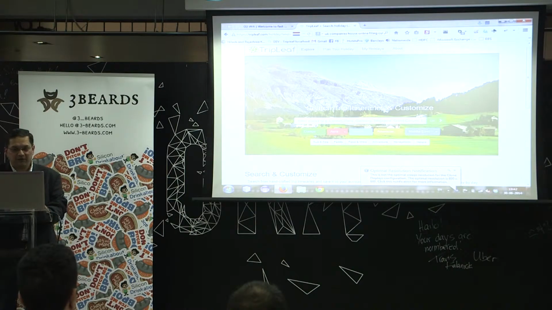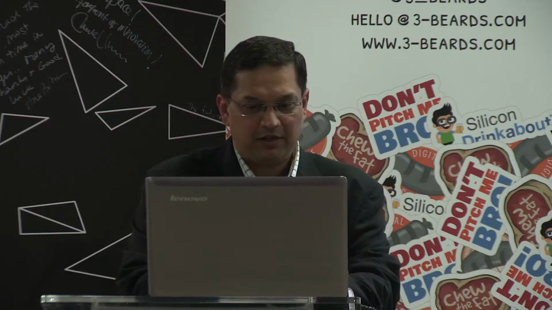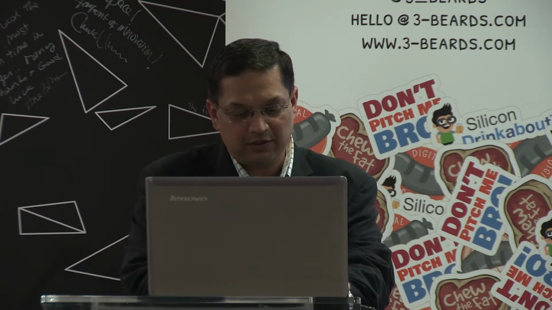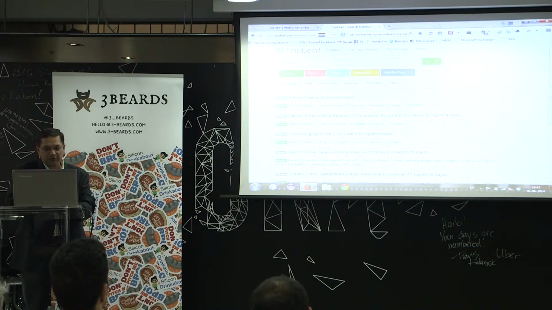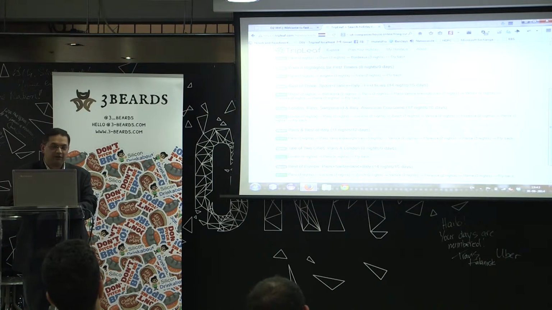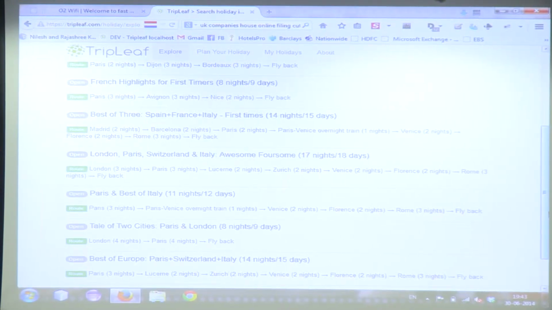What I've done is create a very simple trip planner called TripLeaf. For example, let's say we want to search itineraries to France. The system gives you a list of curated itineraries which we have seen work for people. I run an offline travel agency as well, so a lot of our paying customers have been on these holidays.